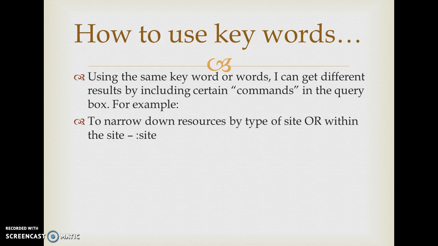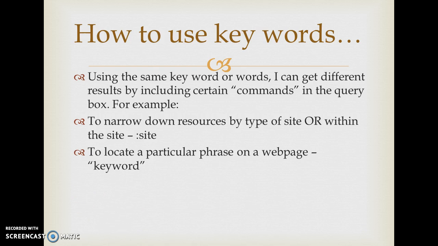if you want to narrow down your resources by the type of site or within a site, you would type :site. To locate a particular phrase on a web page, you put the keyword in quotation marks. To locate a particular file, you write the command file type: and then the extension of the file you want. So in this case, I'm looking for PDFs. If you want documents, you would do DOC. If you want PowerPoints, you would do PPT.